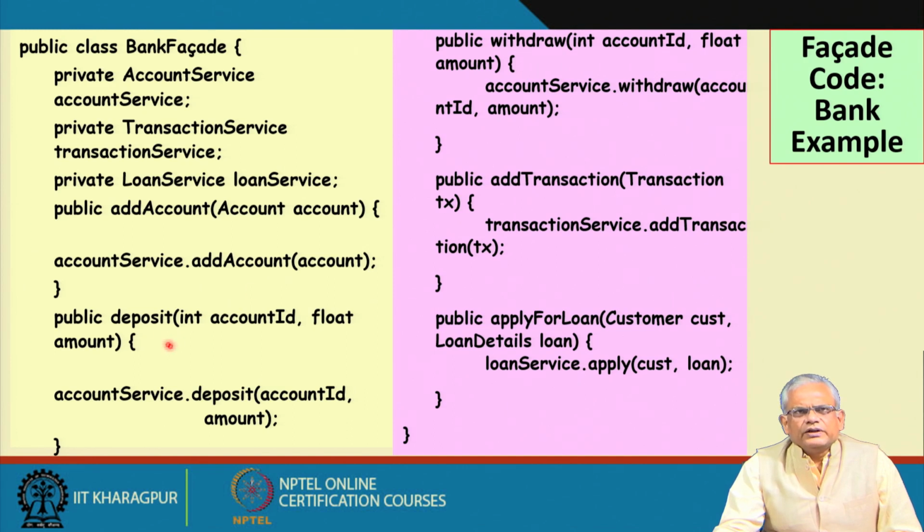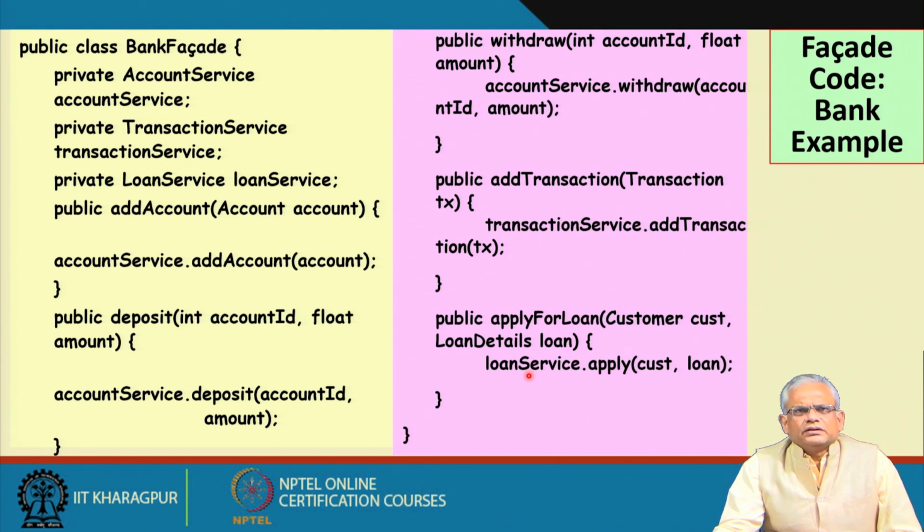Similarly, when a deposit request comes from the customer, who knows only the bank Facade, the client invokes the deposit method on the bank Facade, and then internally it invokes the deposit method on the account service class. When a withdraw request comes from the client, account service dot withdraw is invoked on the account service class. Similarly, add transaction is invoked on the transaction service class. When the apply for loan request comes from the user, the bank Facade invokes that on the loan service class.